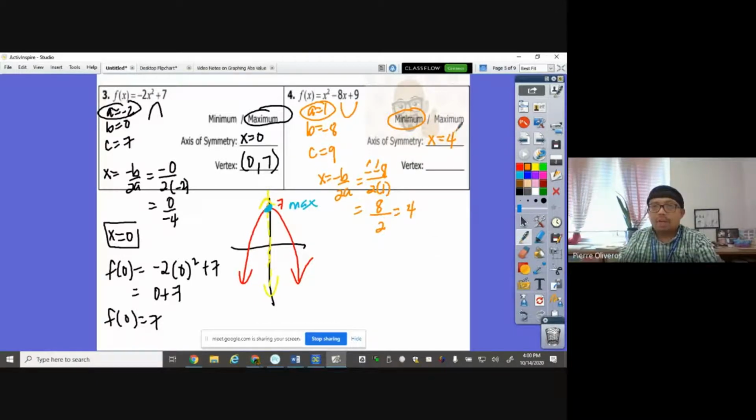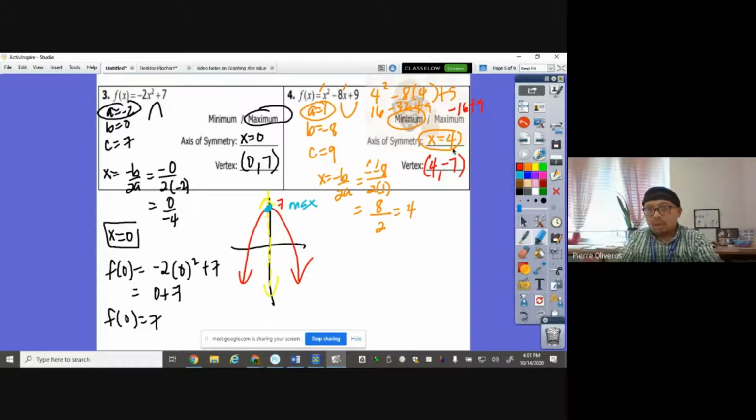When you find a vertex, you're going to plug the 4 back into the x's in the problem. That gives us 4 squared minus 8 times 4 plus 9. What's 4 squared? 4 squared is 16 minus 32 plus 9. 16 minus 32 is negative 16 plus 9 will give us negative 7. So therefore, this will give you 4, negative 7.